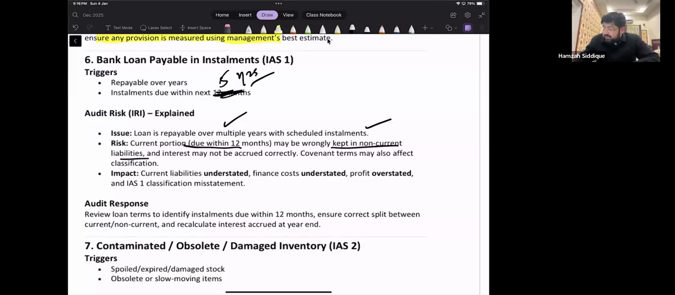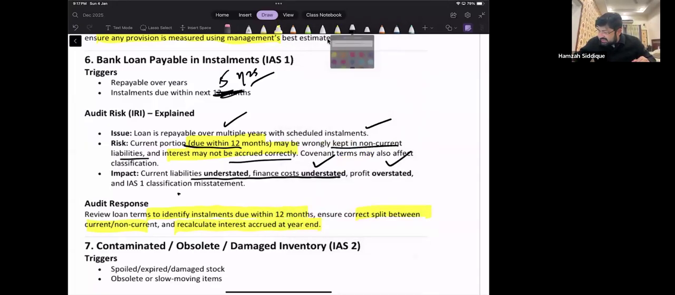Interest may not be accrued correctly. Hence, liabilities may be misstated. Finance cost may be understated. Profits overstated. So how to verify? This is a risk. So review loan terms to identify installments. Verify its correct split. And recalculate. Now, substantive test once again: a substantive test addressing the same issue we highlighted above. Remember that.